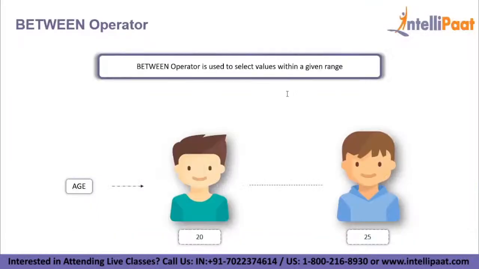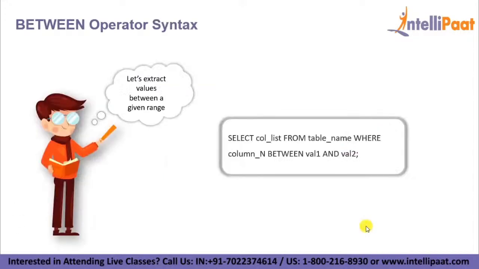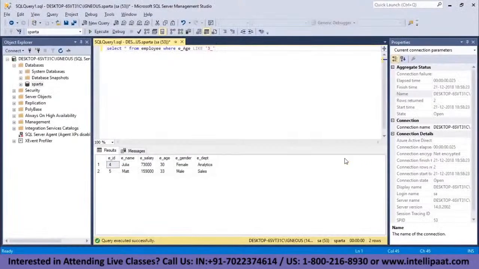Now let's look at the between operator. So the between operator is used to select values between a given range. For example, we can extract only those records where the age of the person is between 20 and 25. And this is the syntax. After the where clause, we give in the name of the column, then we give the between keyword, after which we give in the lower value of the range, then use the AND operator, and then give the maximum value of the range. So I want to extract all of those employees whose age is between 25 and 35.